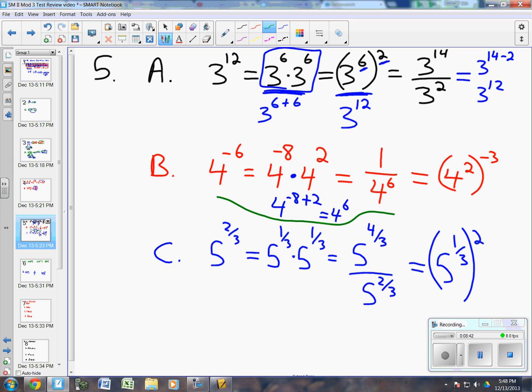Okay, 1 over 4 to 6. We know that if you have a negative exponent right here, all you have to do to get rid of the negative exponent is move the 4 to the 6th to the denominator. So it's 1 over 4 to the 6th. Those are equivalent expressions. That was one of our laws of exponents. Okay, and 4 to the 2nd power to the negative 3 power, it's power to power, so you multiply 2 times negative 3 and you get 4 to the negative 6 power as well. So there's 3 different forms of 4 to the negative 6.